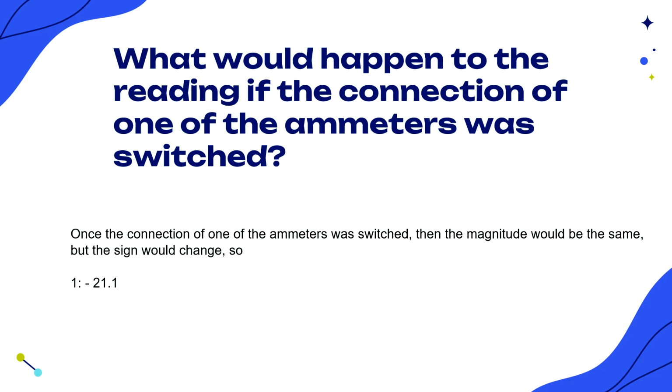What would happen to the two readings if the connection of one of the ammeters was switched? Once the connection of one of the ammeters was switched, the magnitude would be the same, but the sign would change. So, for example, our first ammeter would now have a reading of negative 21.1 milliamps.